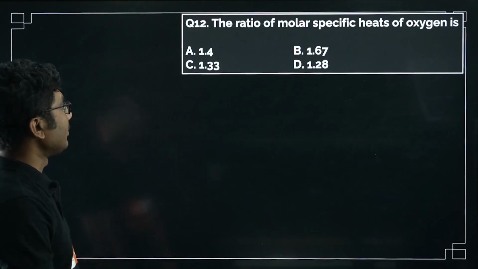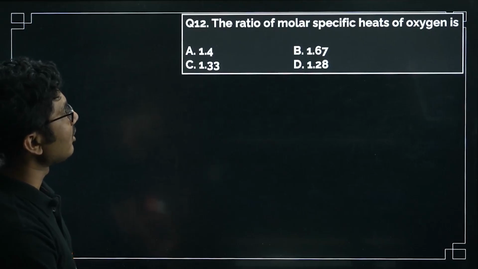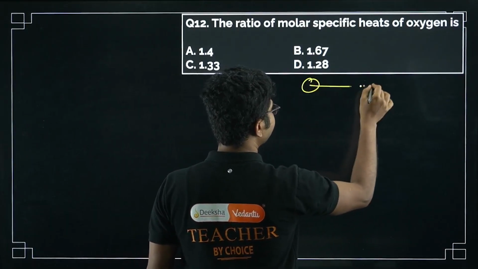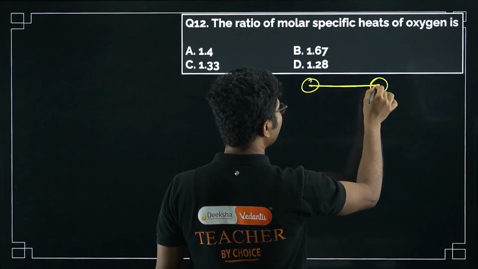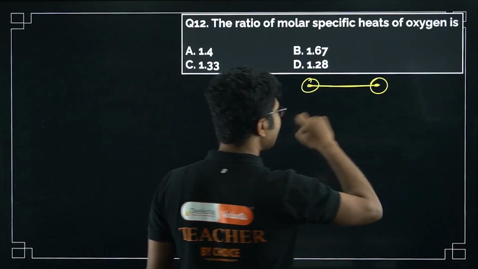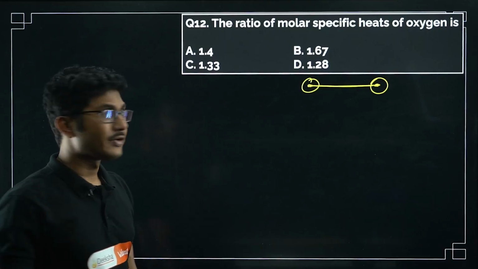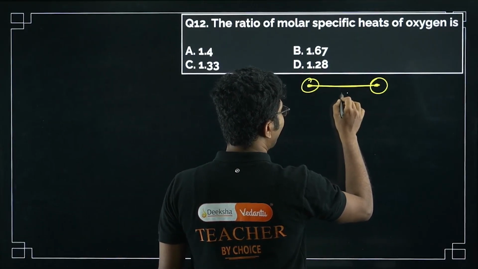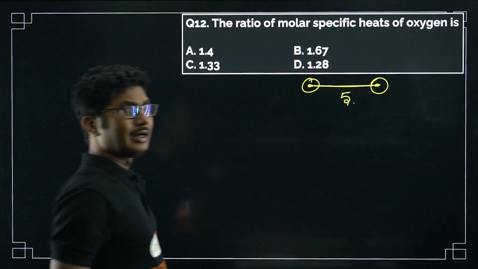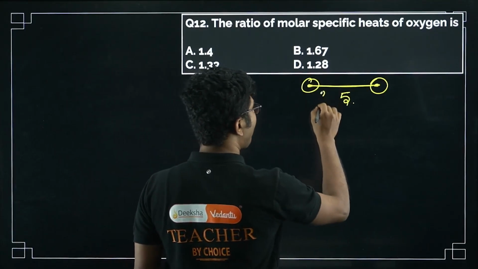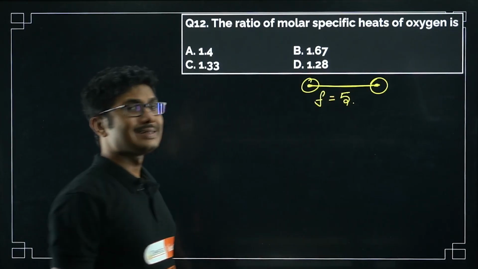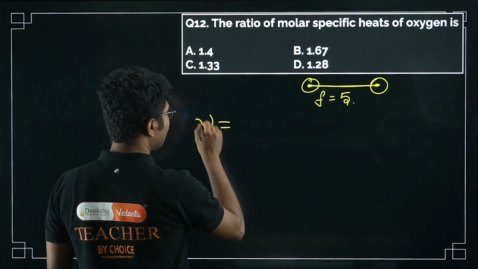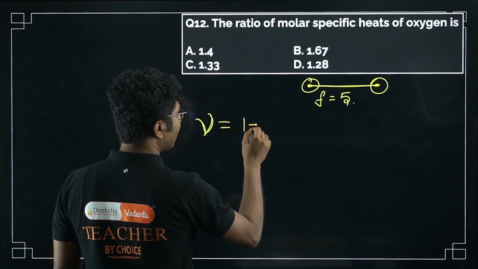Now, the ratio of molar specific heats of oxygen. Oxygen is a diatomic gas. Diatomic gas means what is the number of degrees of freedom? The number of degrees of freedom F is 5, right? So what is the value of gamma? Gamma is equal to 1 plus 2 by F.